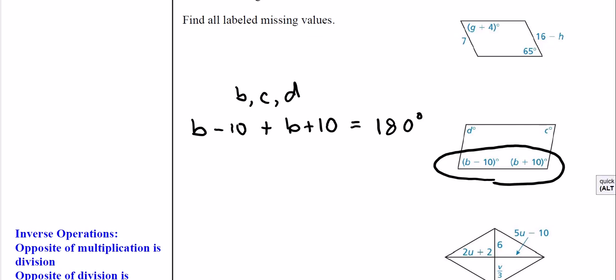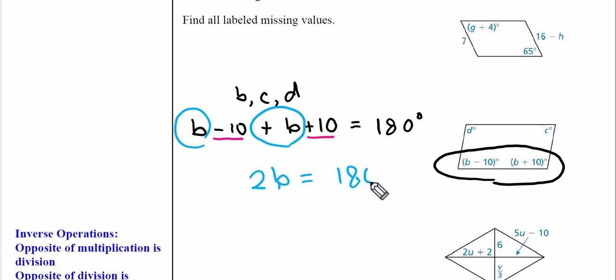So if we go ahead and take care of some business here, well, minus 10 plus 10, that's fascinating. They kind of cancel out. And we have this B plus B. So that's going to be 2B. Right, there's a 1 in front, and there's a 1 in front, if that helps. Divide both sides by 2. B is equal to 90 degrees.